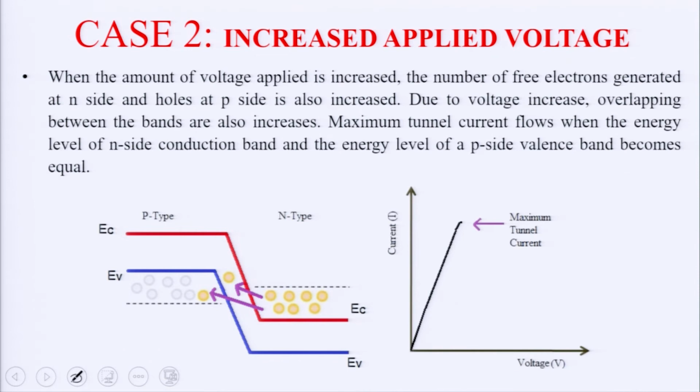Now, case 2: increase the applied voltage. Then what will happen? When we increase the applied voltage, the valence band level of the P type will be shifted upwards. Then a large number of electrons will conduct from the N side to the P side, and a high value of current will be achieved. This means in this condition the maximum value of the current will be achieved here.